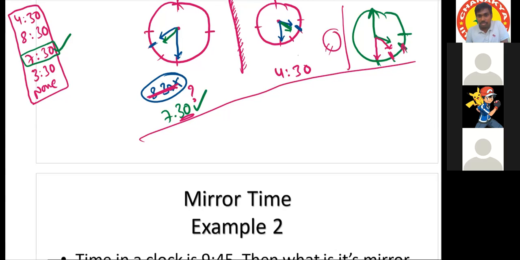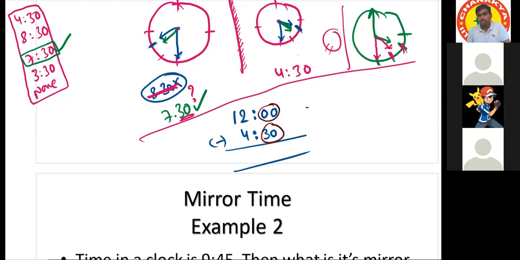Okay, see, the total number of hours in a clock is 12 hours. Simply subtract the given time from 12 hours. So 4:30 subtracted from 12 hours, you will get the mirror time. Sir, how to subtract 0 minutes minus 30 minutes? We will make it simpler.